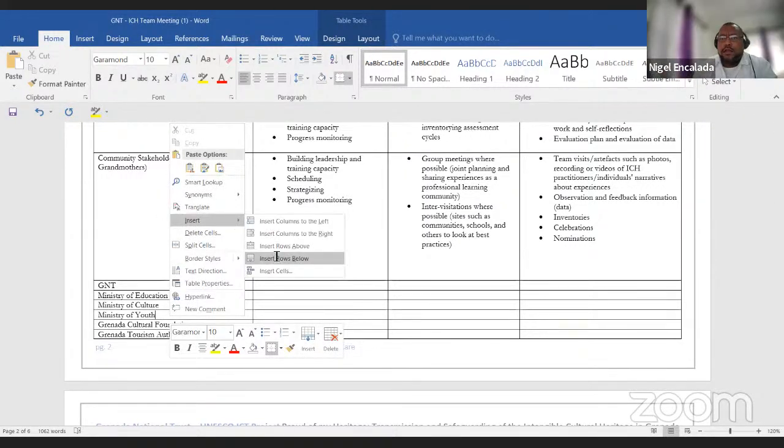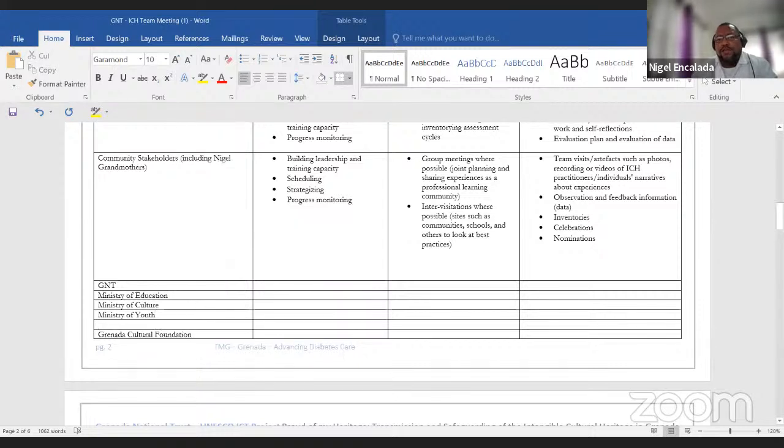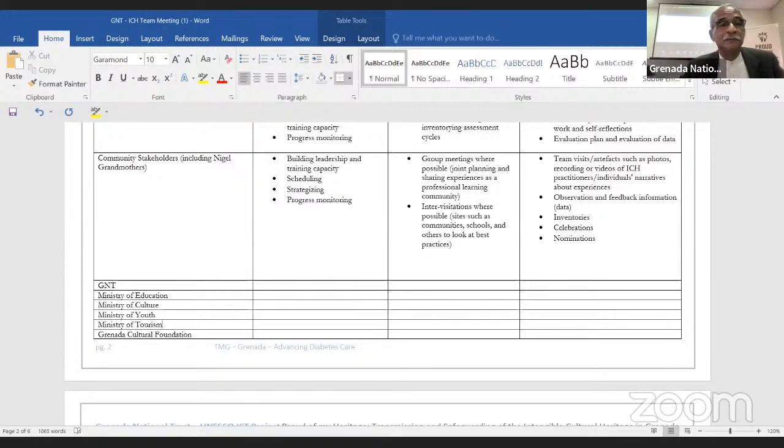All right. So do we have representation here right now of the Ministry of Education? And tourism. Yeah. We have representation of the Ministry of Education. If you're here, please indicate somehow. Okay. What's that?